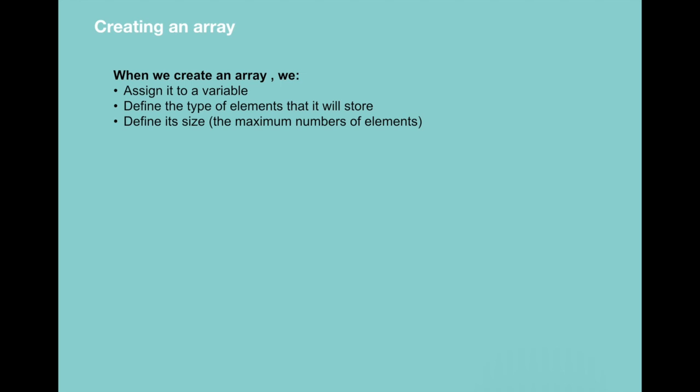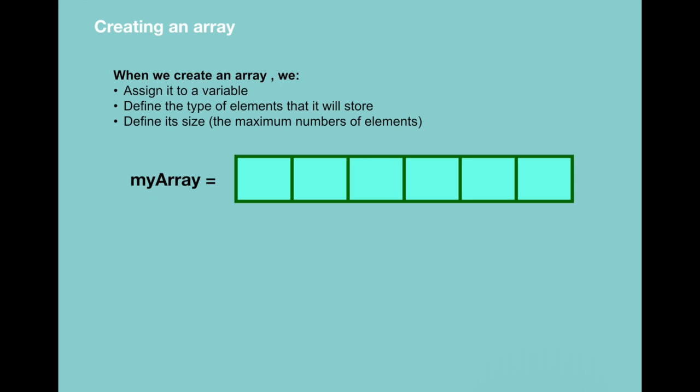The last step is not applicable for some programming languages, because for dynamic arrays, we don't need to specify size. It's automatically set and increased automatically when you add a new element to the array. But this causes performance problems. If we define an empty array, our array will look like this. There is no element inside this array.